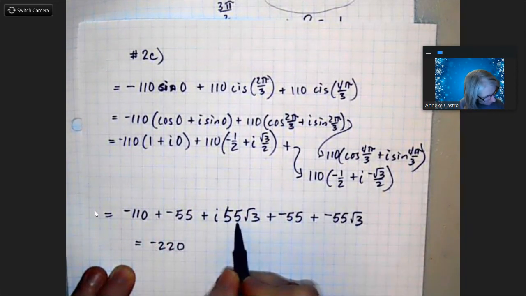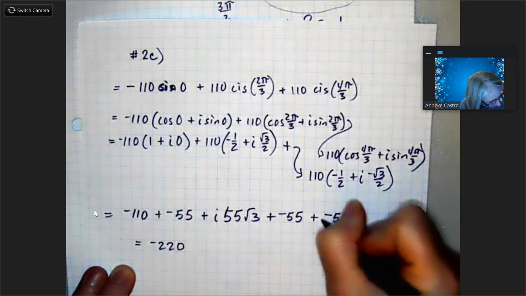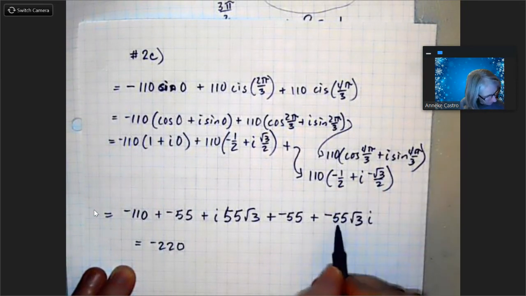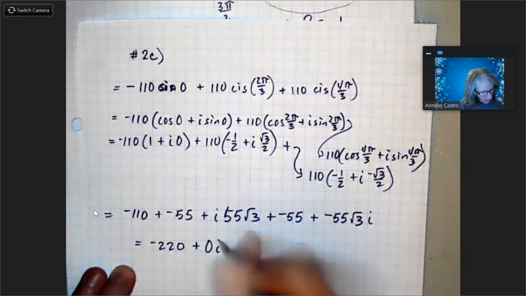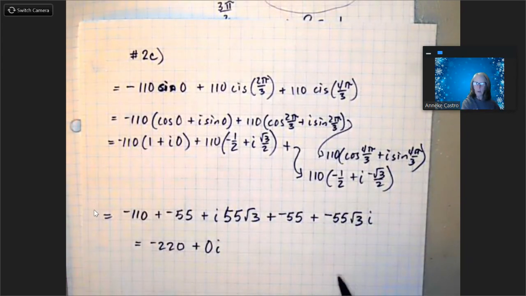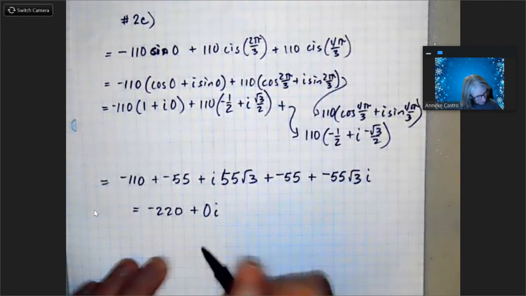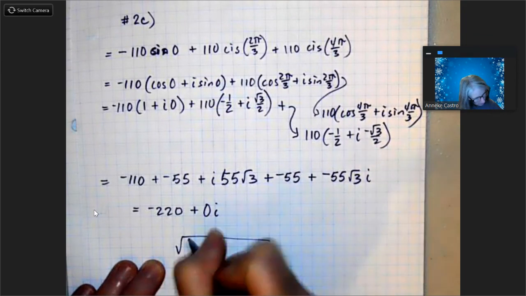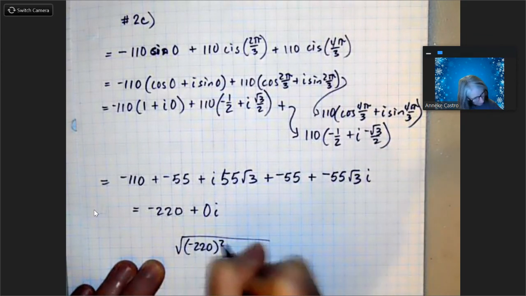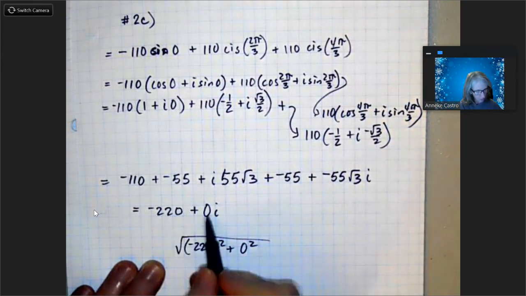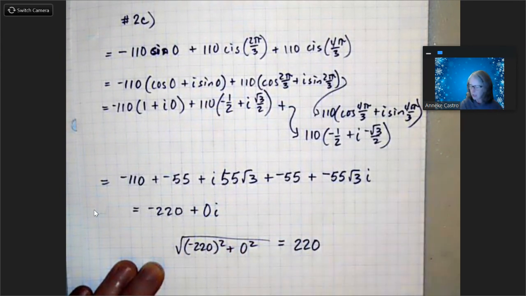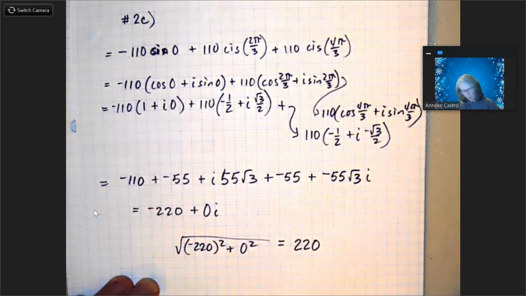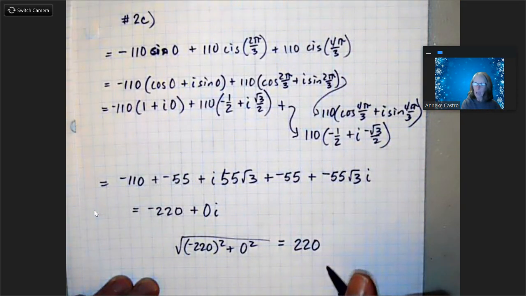And then 55 root 3 plus, oops, I forgot my i. Plus negative 55 root 3i. These are going to cancel out, so I'm going to have plus 0i. Now when I find the magnitude, because remember we got to change this back to polar form in order to find the magnitude, I'm going to do the square root of negative 220 squared plus 0 squared, because it's the coefficients of both of those, which just gives me 220. So it does give me 220. Bam! There you have it.